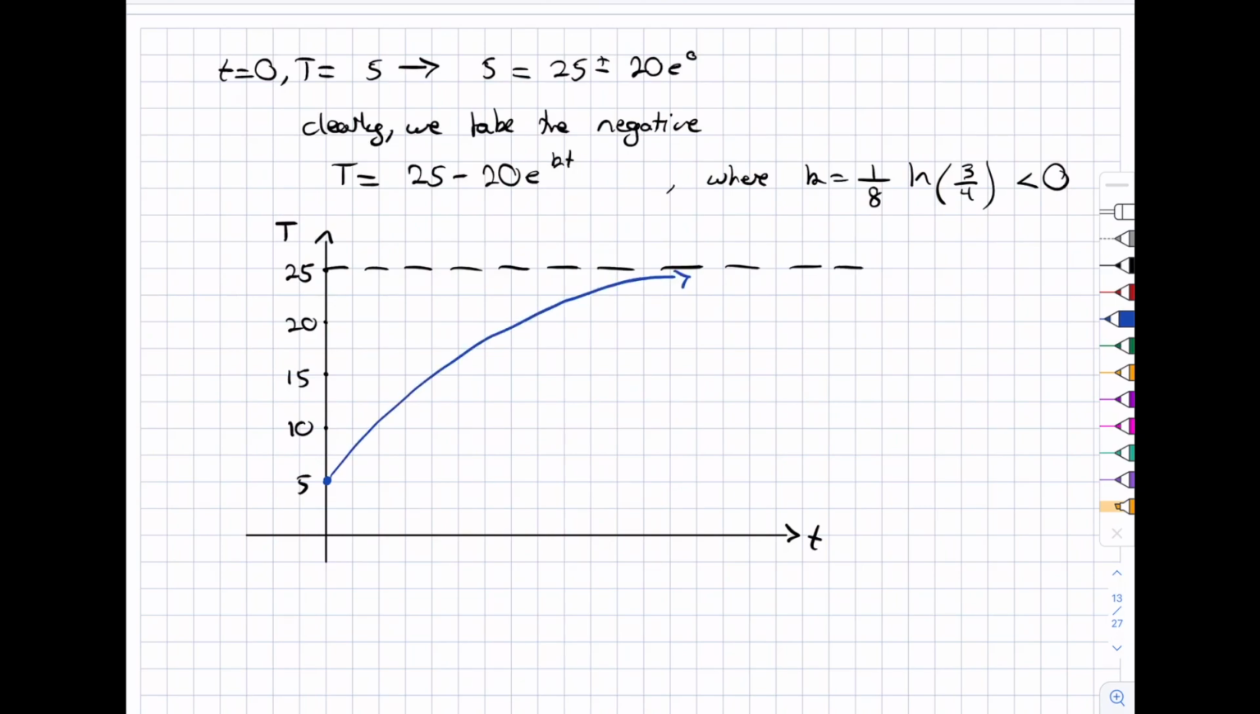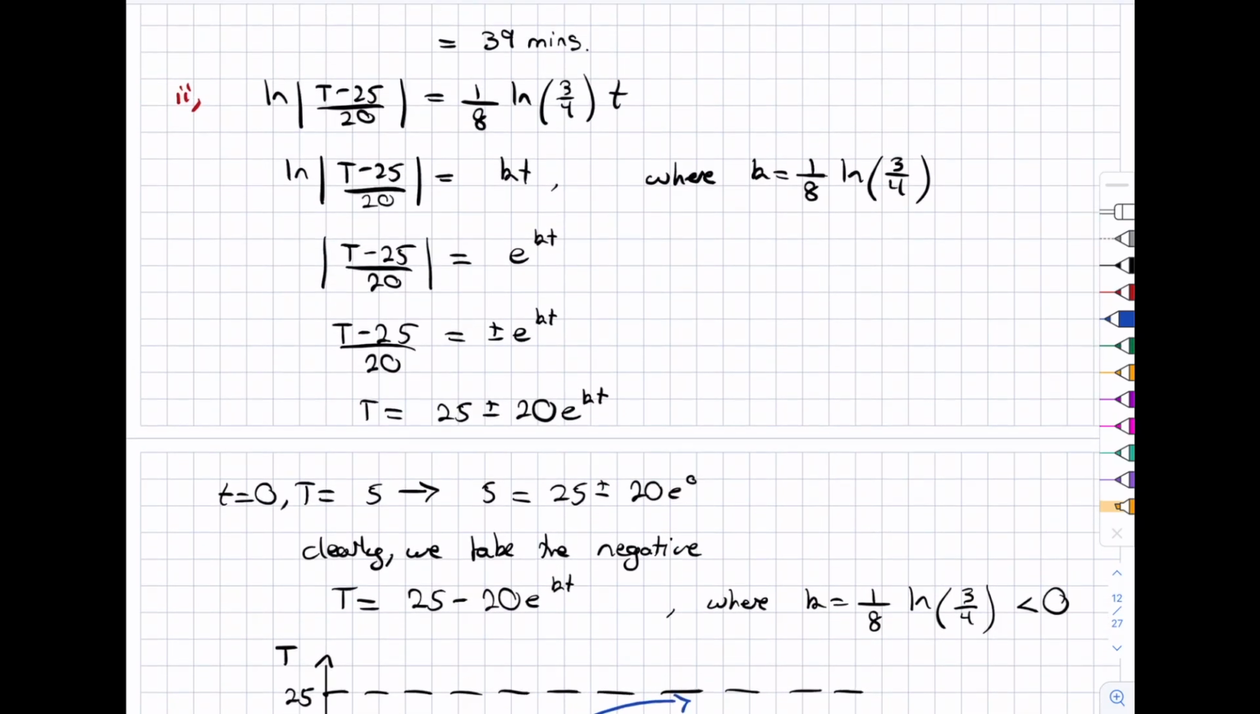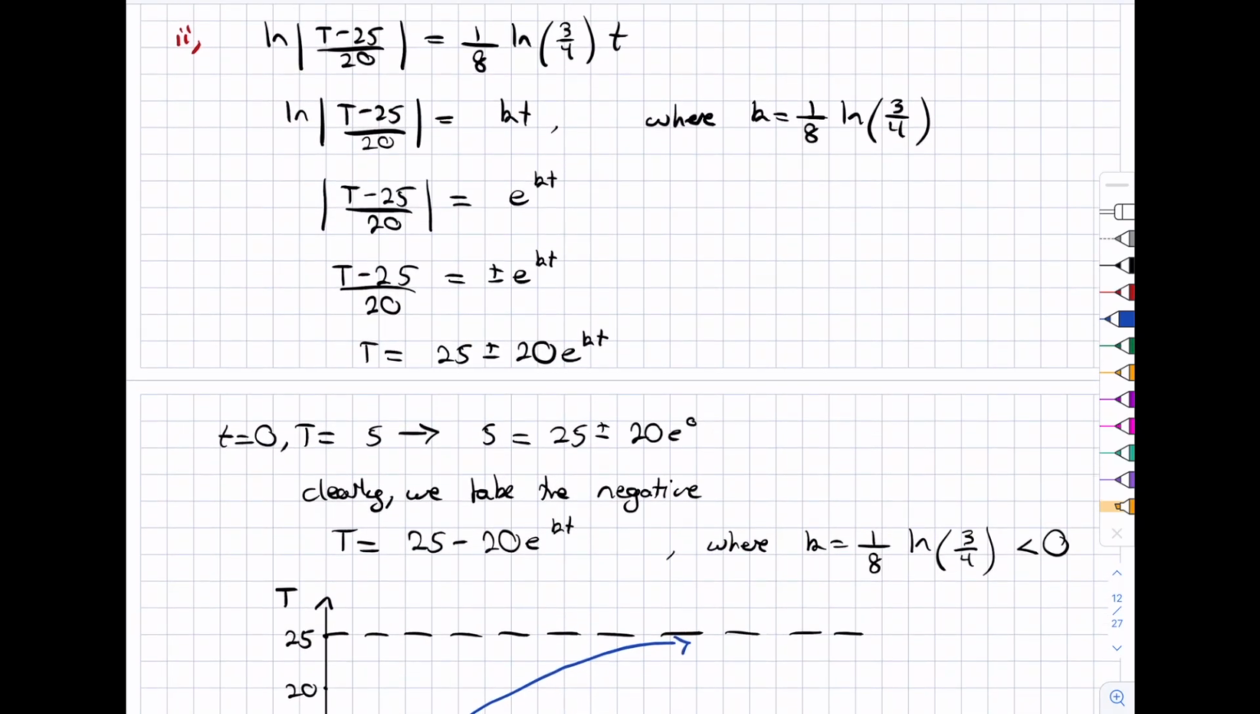Now, that's probably enough to get the 1 mark. It is only worth 1 mark. And all this other work that we did here may have already been done in part I, so it may not have been necessary for you to do this, but I needed it in order to see the equation.